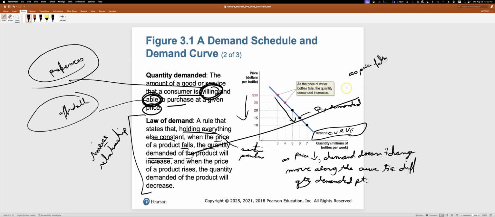As the price falls, quantity demanded rises. And you're going to see me writing it this way. Quantity demanded is going to be Q subscript D. As price falls, quantity demanded rises. And the inverse. As the price rises, quantity demanded falls.